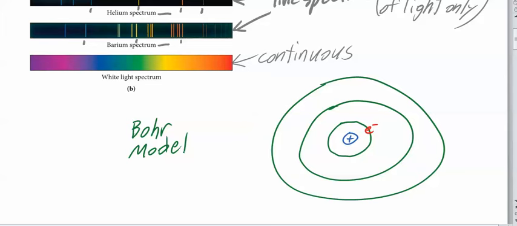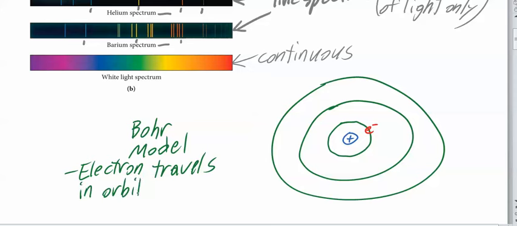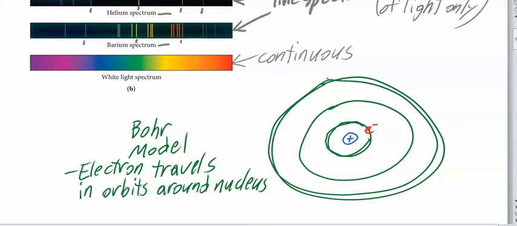And again, what it says is the electron travels in orbits around the nucleus. So orbits like how the planets travel around the sun. It can be a close orbit, or it can be an orbit that's further away. But only specific ones. It's never traveling in between those orbits. It's only in those specific pathways.